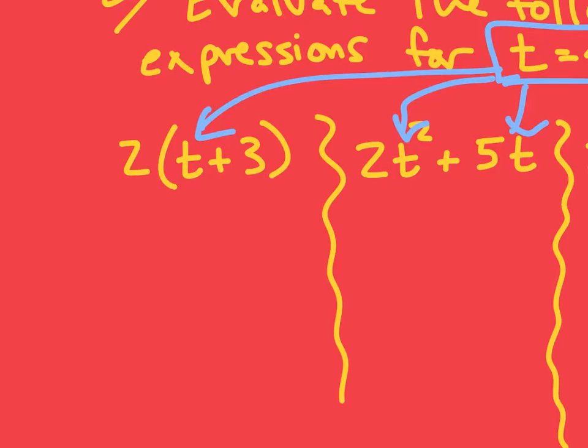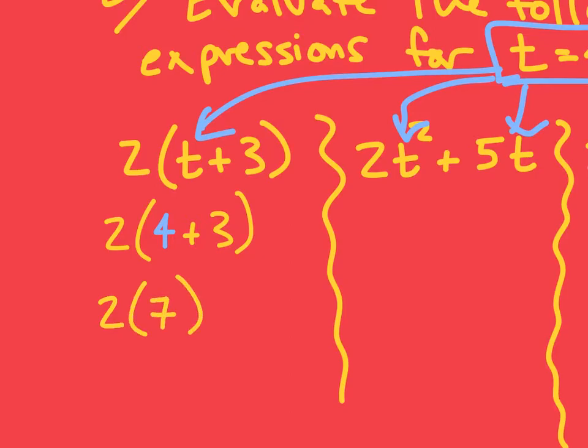I'm going to write out 2 parentheses, plug in 4 for t, and let's do the math. The first thing that I want to do is do whatever's inside the parentheses first. So I want to do the 4 plus 3 first because it's inside the parentheses. So here I've got 2 times 4 plus 3 is 7, and then I'm simply multiplying 2 times 7 to get 14, and that's my answer.